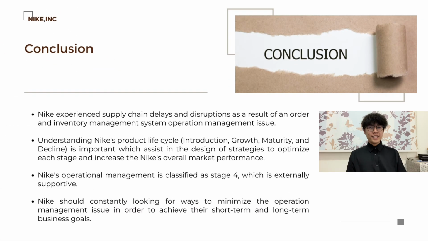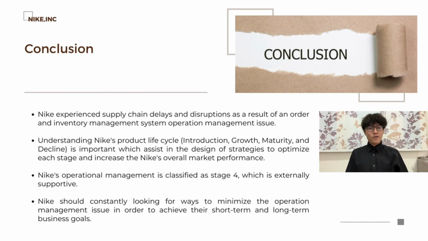In the conclusion, the company that we chose for this assignment is Nike, which is a well-known brand for shoes, sneakers, sport apparel, equipment, and it is also a brand that is recognized globally. Even though Nike is a big corporate and it also has a big market share, it also has a lot of operation management issues. From our research, we found that Nike experienced supply chain delays and disruption as a result of the order and inventory management system operation management issues.